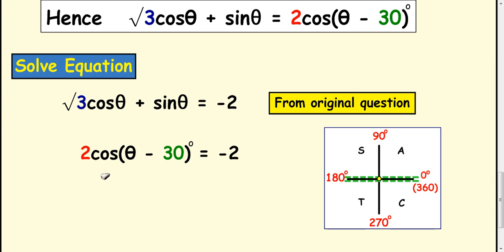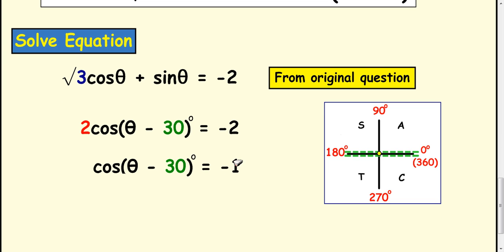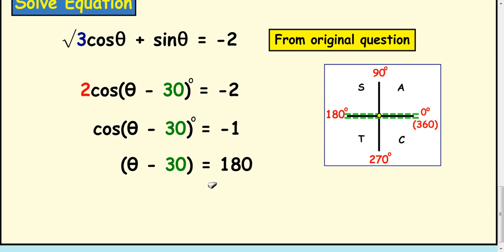So divide by 2 first. You get negative 1. Inverse cos negative 1. If you look at the graph, then negative 1 appears at 180. And finally, to get theta, add on the 30 and you get 210. And that's your answer.